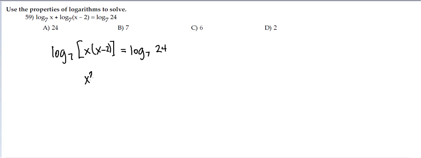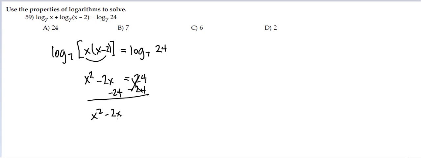Alright, so I'm going to go ahead and multiply that through. On the left hand side, that's x squared minus 2x here. And then on this side, I have just 24. And so we've essentially turned this log problem now into a quadratic equation. So remember, to do quadratic equations, we get everything on one side and 0 on the other. And so we have x squared minus 2x minus 24 equals 0.